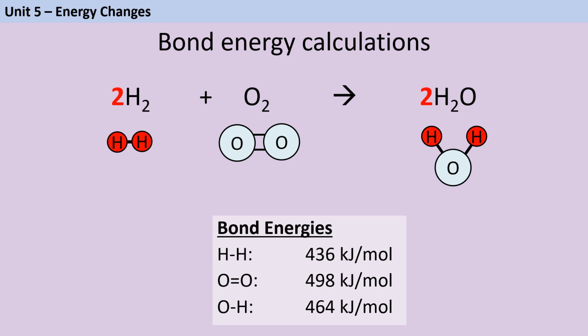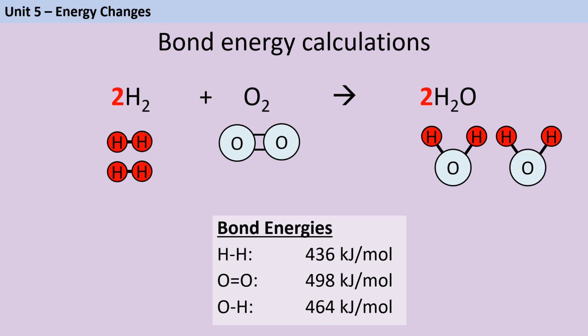Here's a simple reaction involving 2 moles of hydrogen reacting with 1 mole of oxygen to produce 2 moles of water. Now the first thing that I would do, and to be honest this is such a simple example that we don't need to do it, but it's a good habit to get into, is I would redraw the diagrams that they give you so that I actually have my 2 hydrogen molecules and my 2 water molecules, because this is going to stop me from making silly mistakes later on.